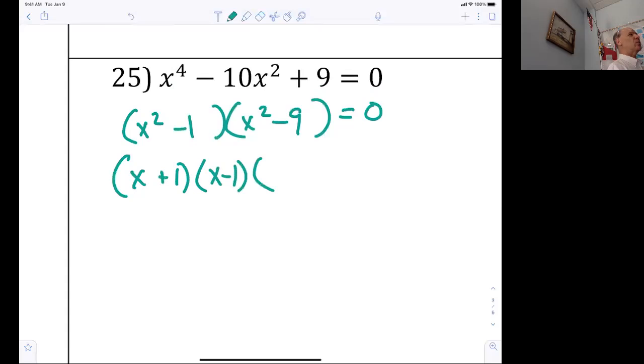How do I factor X squared minus 9? Minus 3, plus 3. X minus 3, X plus 3 equals 0. William, do you see your mistakes? That was plural, by the way.